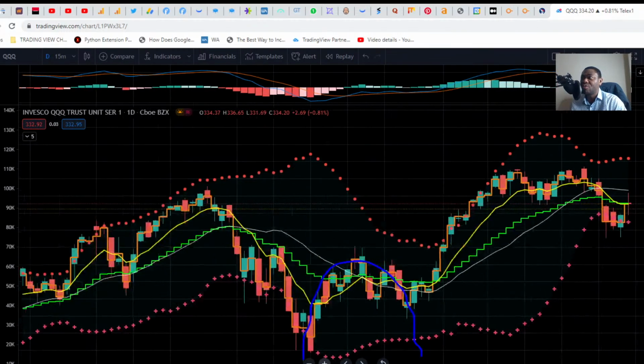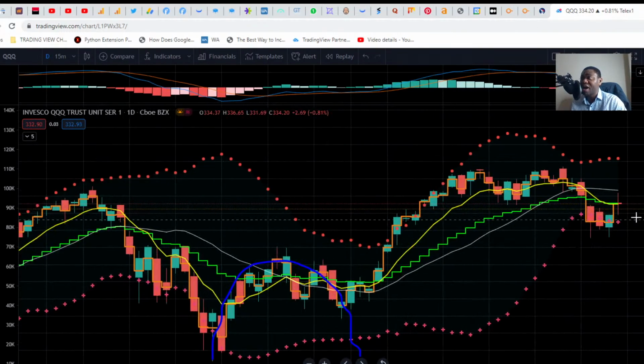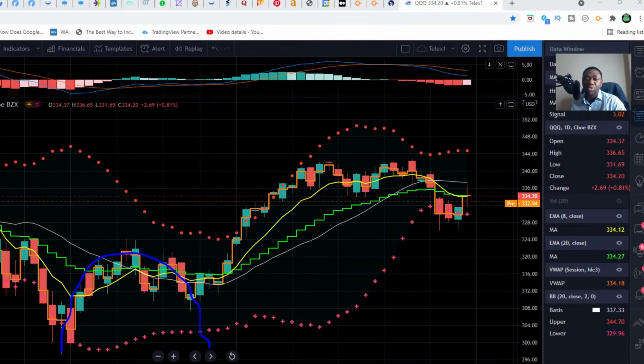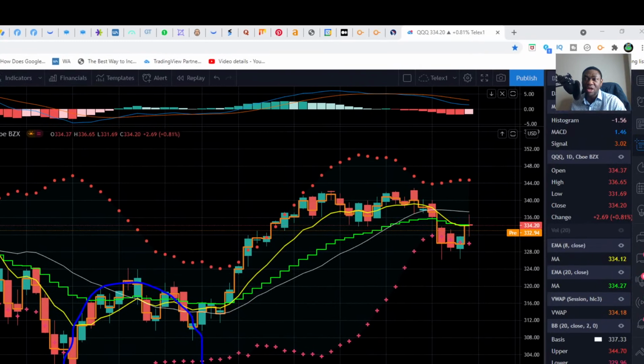Like here's QQQ. We closed on Friday with this no-direction candle. It was definitely beginning to be bullish, if it had fully closed, let's say, at the high there, 336, but no, it could not hold that. Hence, it's facing a rejection at the EMA 8 and 20. The EMA 8 is the yellow line on here.